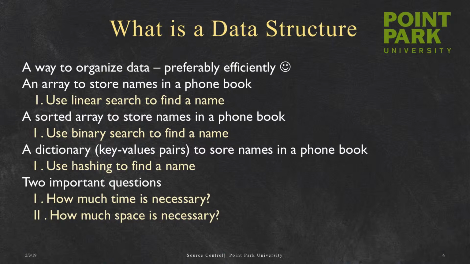So we need a way to organize the data, preferably efficiently. We can use an array to store the names in a phone book. We can use a linear search to find a name. An array allows us to store values in brackets. It is a bracket, but it allows us to display values in a bracket. Or we could use a sorted array to store names in a phone book.